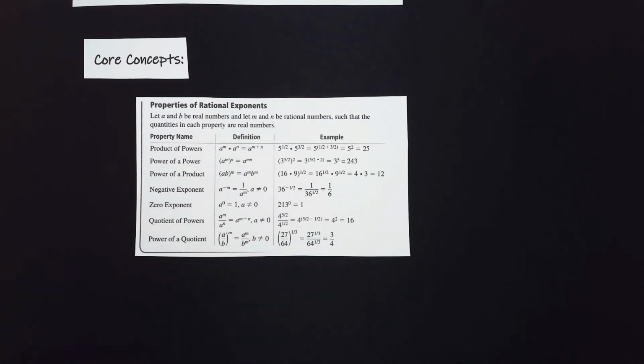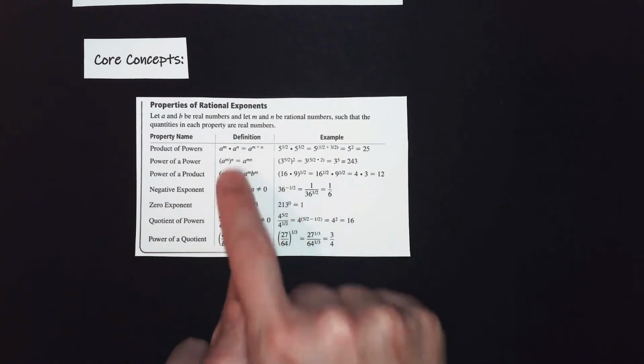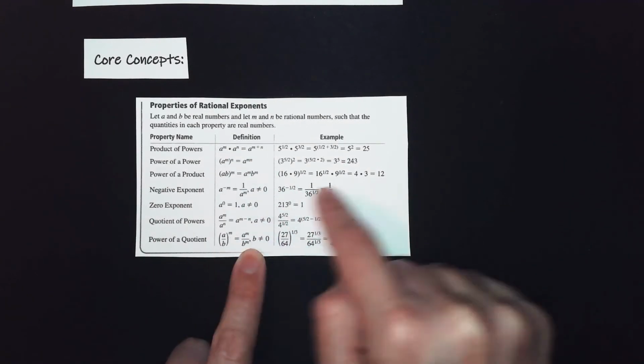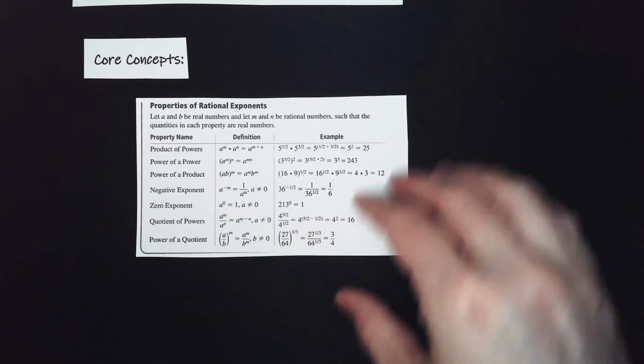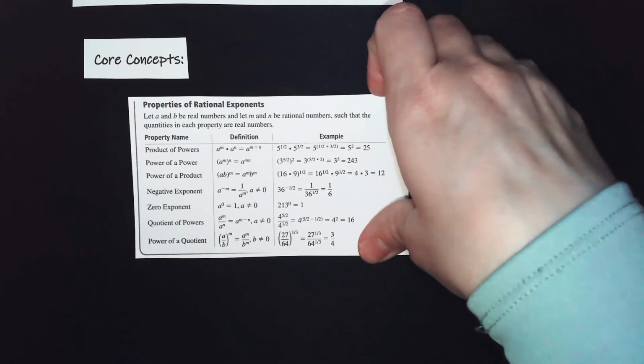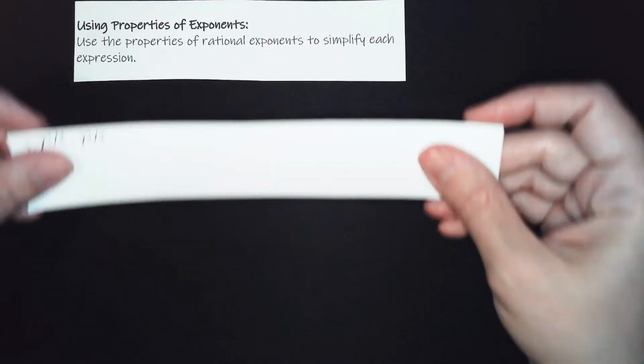So we've already kind of reviewed some of these rules. And this gives you a little more example. The rules that you have give you this, but this is showing it in use. So you might want to refer back to this table to help if you need. But we are now going to use these properties of rational exponents to simplify each expression.